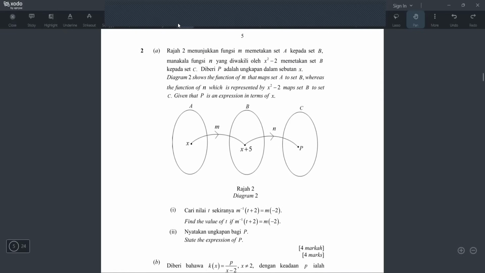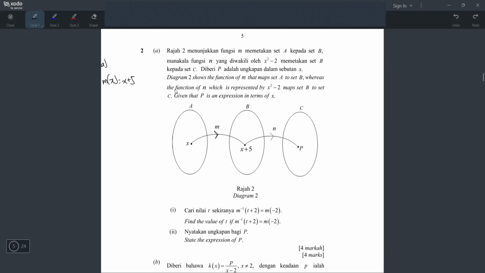Okay, let's continue. Let's read the question. Number 2a. Diagram 2 shows the function m that maps set A to set B. So I can write my first function out, which is m(x). Because they say A to B, A is the starting and B is the ending, and the function is m, and you can see the arrow going this way. So m(x) equals x plus 5. This is my first function, mapping A to B.